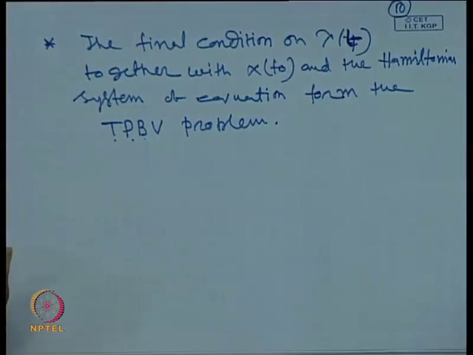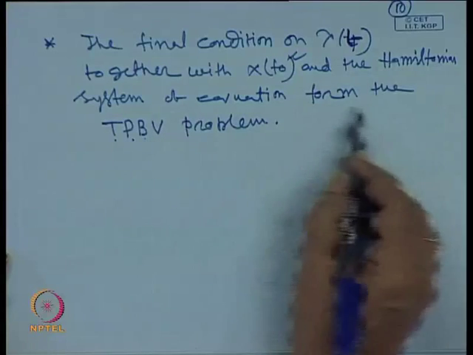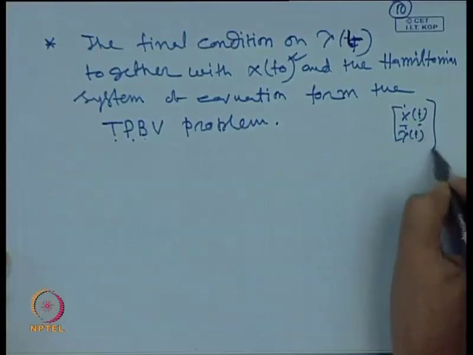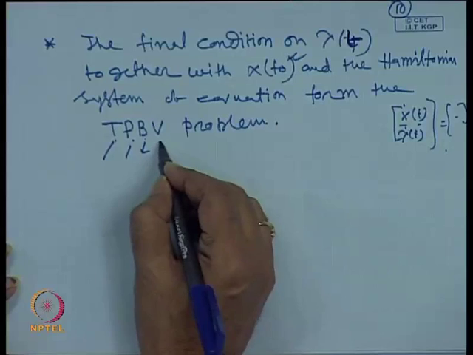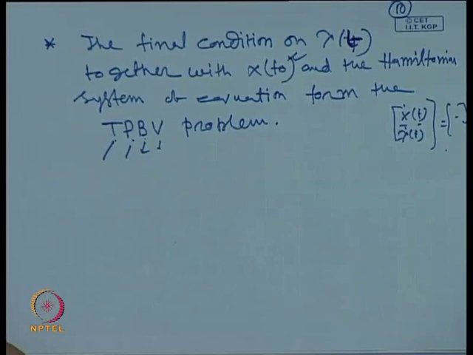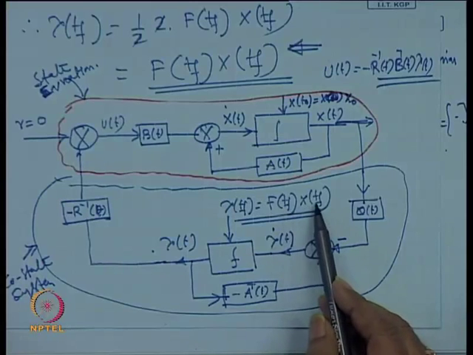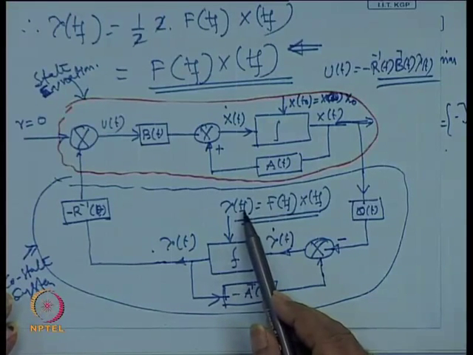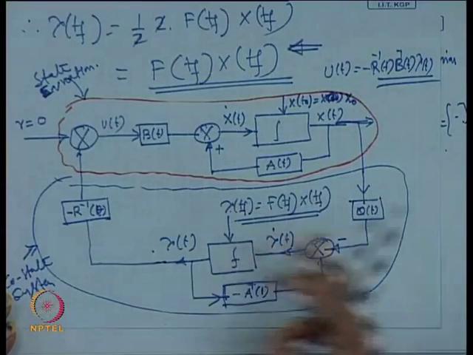So we have to solve this equation knowing lambda of t f, the final condition, together with the initial condition x of t 0 and the Hamiltonian system. And the Hamiltonian system is x dot and lambda dot of t from this augmented system, the expression we got. So it is called a 2-point boundary value problem. Now look carefully, how will you solve that? If the final condition lambda of t f is known to you, then we can solve this in backward integration form.